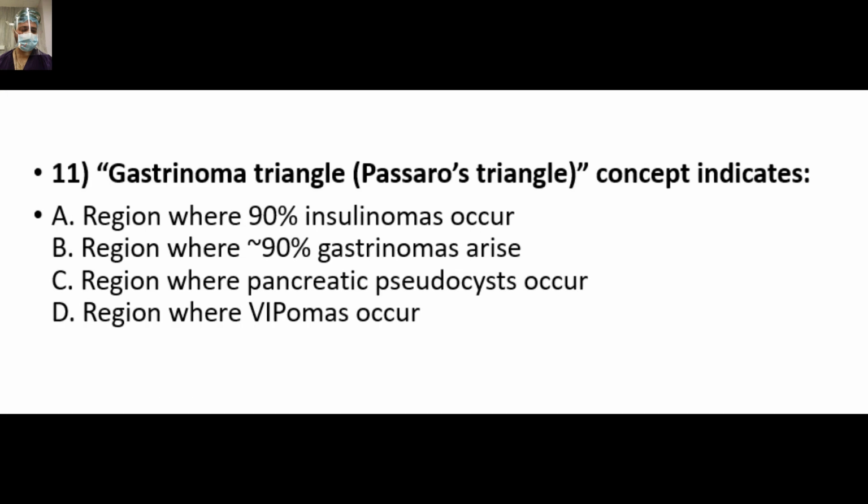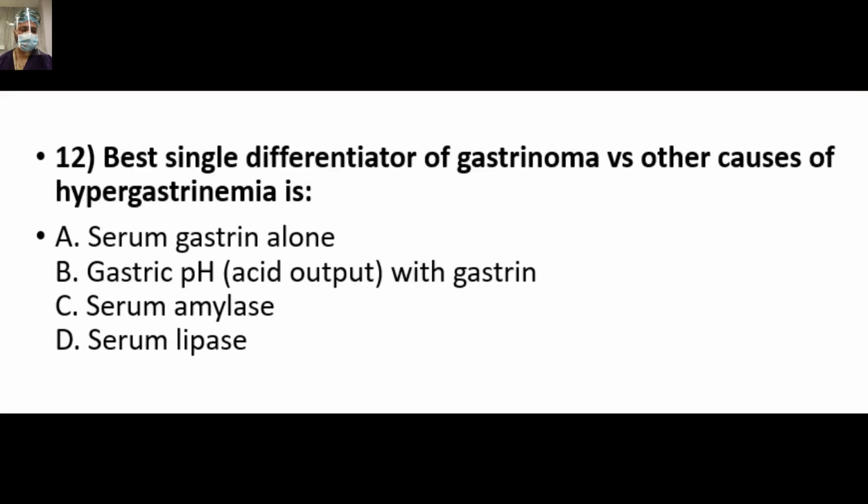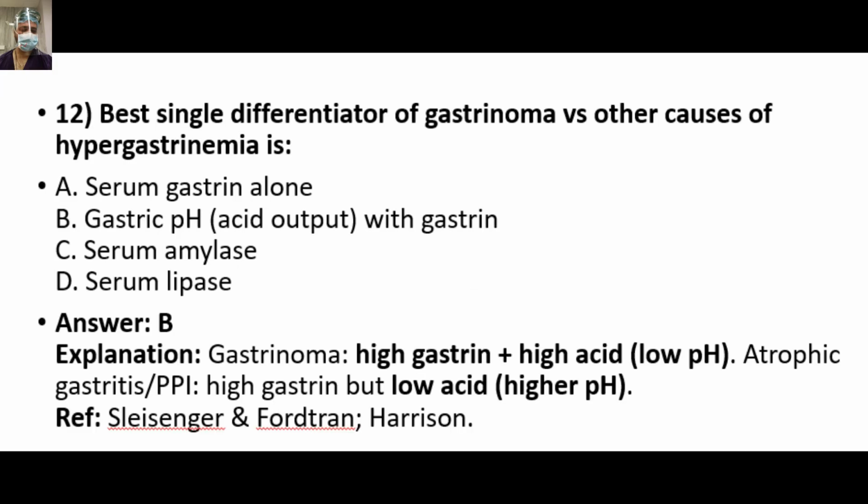The gastrinoma triangle or the Passaro triangle concept indicates, answer is B, region where 90% of gastrinomas arise. Most gastrinomas occur within the anatomical gastrinoma triangle, classical surgical anatomy. Best single differentiator of gastrinoma versus other causes of hypergastrinemia is, so again we have already discussed, the answer is B, gastrinoma: high gastrin, high acid, low pH; atrophic gastritis and PPI: high gastrin but low acid and higher pH.